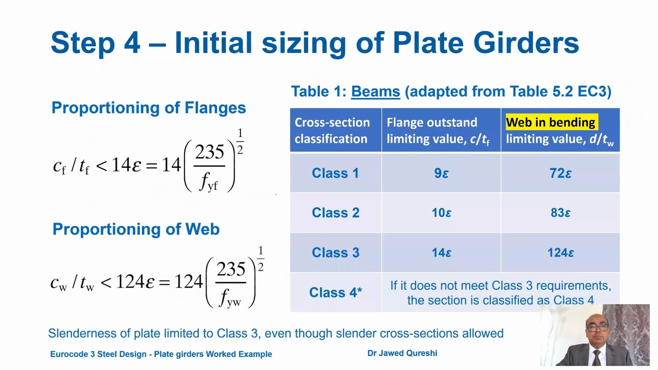Then we have to proportion the web. Now for web proportion, CW over TW should be less than or equal to 124 epsilon. Slender cross sections are allowed as well. Here we are required to design a transversely stiffened plate girder. So we will purposefully choose a web which is class 4. Let's see how we can do it.